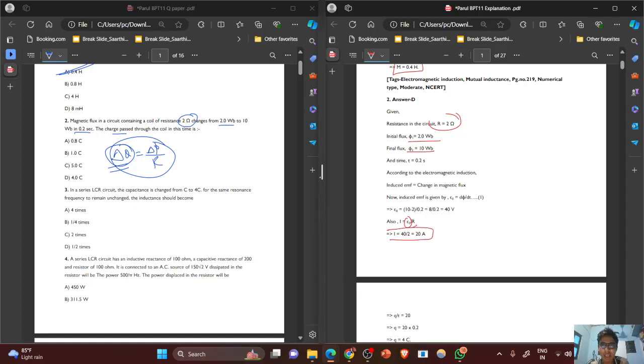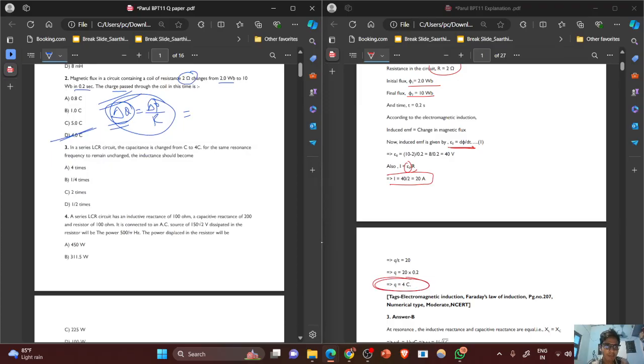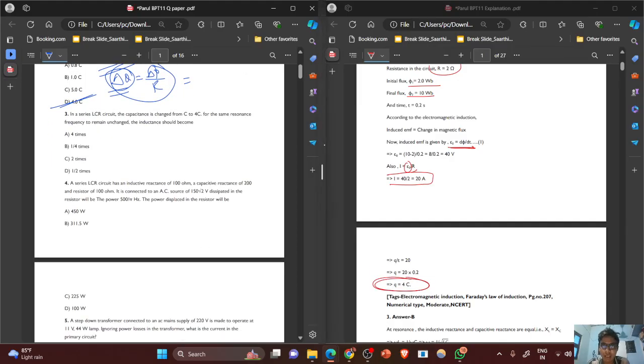The solution here is done in a different way. They have used the concept of EMF and Faraday's law, then calculated the EMF, then used the resistance. You can do it this way also. But it is given by the change in flux upon R. Change in flux is simply 10 minus 2, which is 8, by R which is 2, so 4 coulomb charge. You can see the answer is the same. You can do it in one line. So D is the correct option. They have done it in a different way.